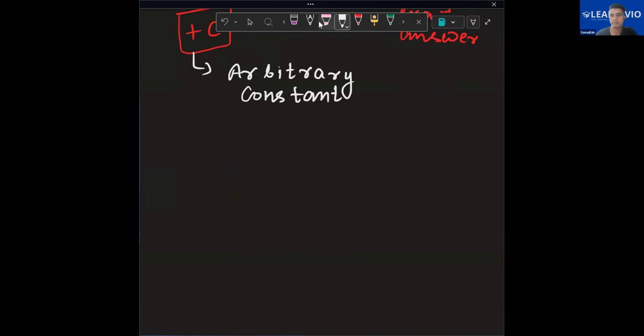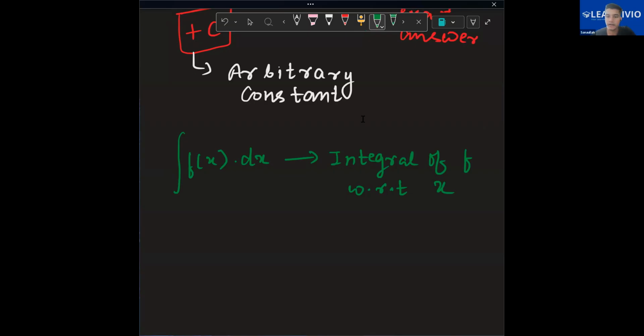So there are some symbols that we are going to use in this chapter as a representation of something. Like this is the symbol of integration. And if I write integral of f(x) dx, then this means you have to find the integral of your function f with respect to x.